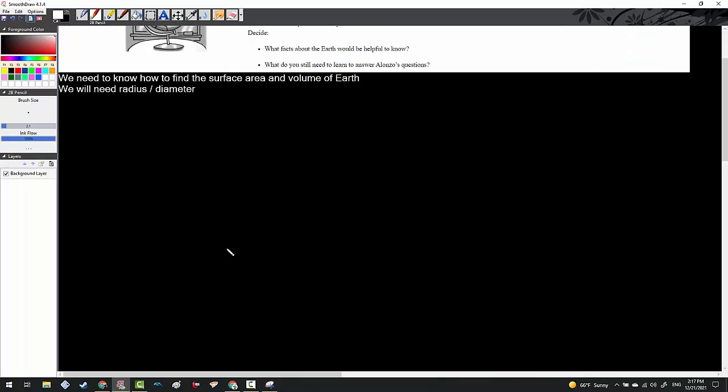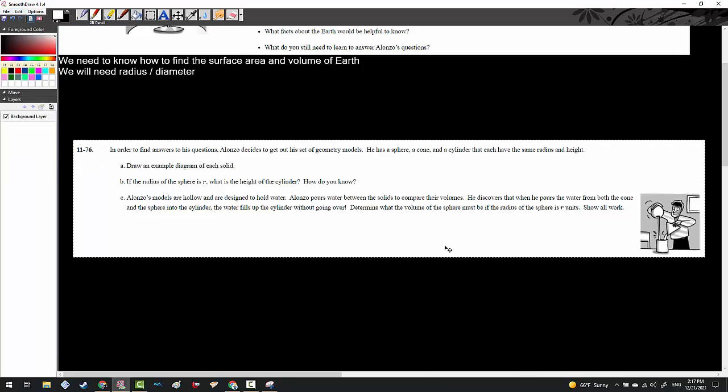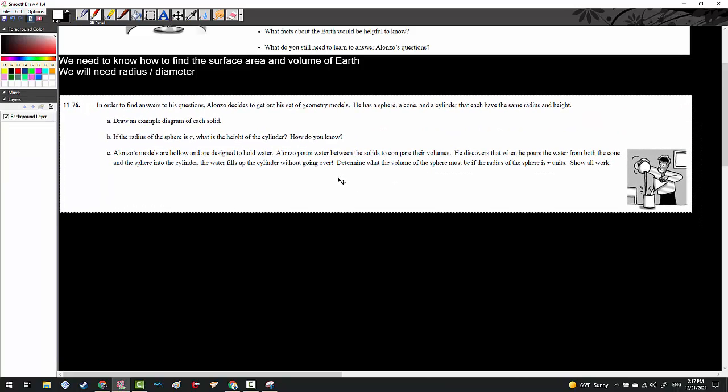All right, so let's see how we're going to extrapolate the volume and surface area of our planet here. So we're going to bust out some geometry models. Now, ordinarily, you guys are supposed to bust out some plastic models of spheres and cones and cylinders, but for purposes of this, I'm going to have to kind of ask you to believe everything that I'm doing here.